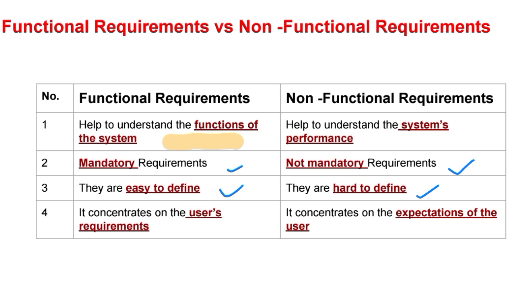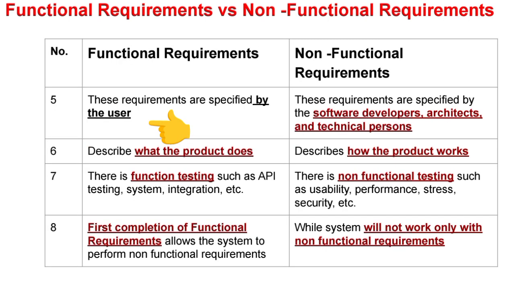Now if you see this functional requirement, we are mostly targeting the function. So it concentrates on the user requirements. And non-functional requirement is mostly performance based. So it concentrates on the expectations of the user. Who will specify this functional requirement? The user specifies the functional requirement. Non-functional requirements are mostly specified by software developers, architects and technical persons.